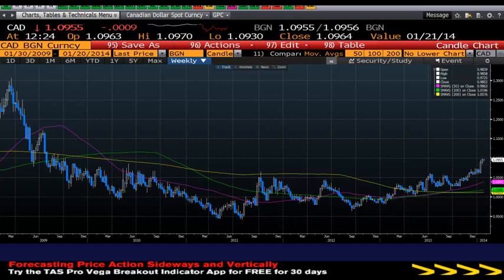So if we do get potential signs that the Bank of Canada could lower rates, then you'd easily see a further move higher on dollar CAD, to the 115 area.